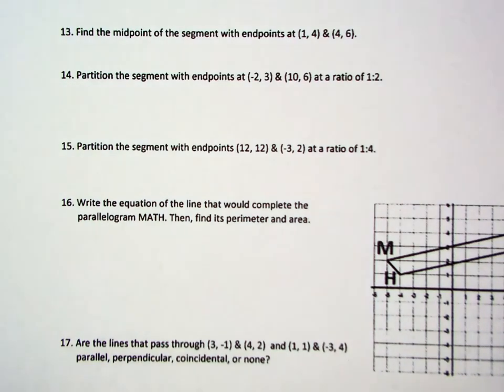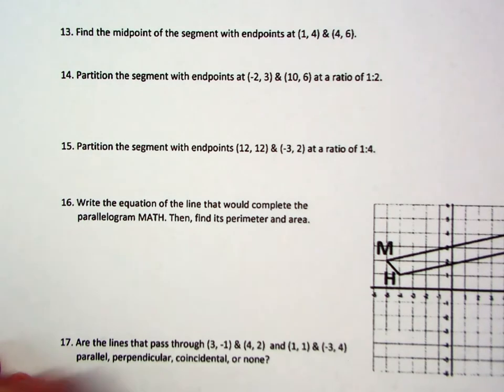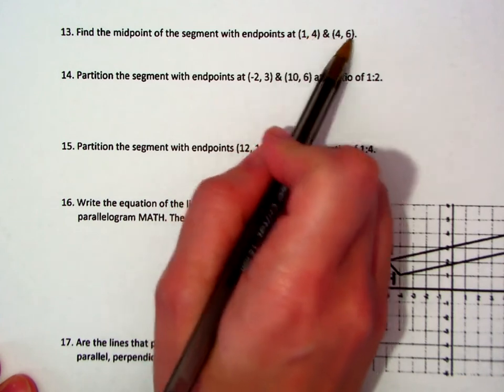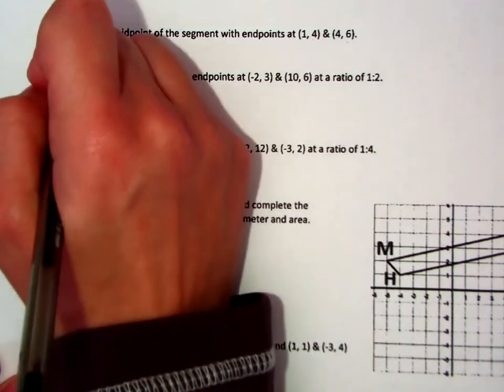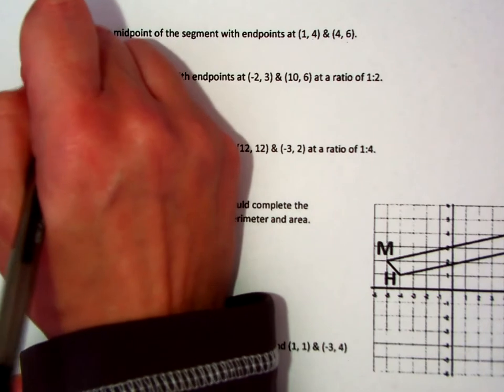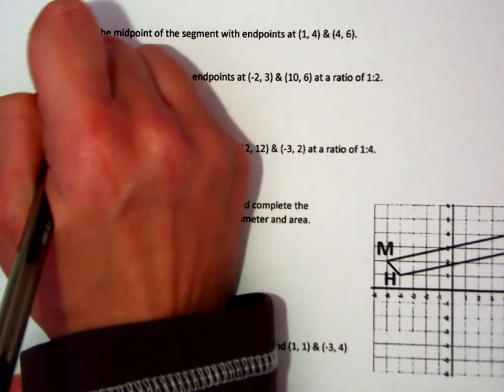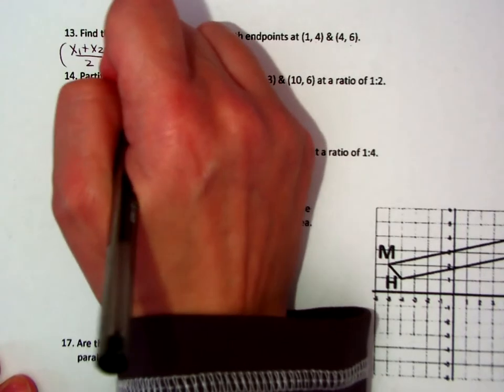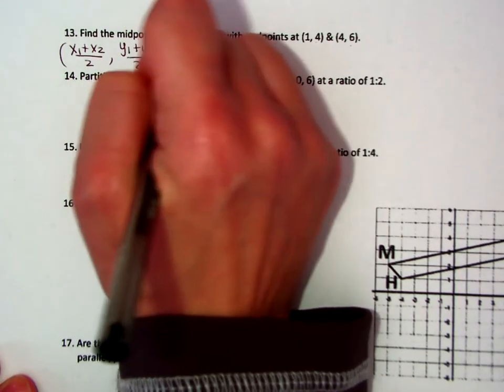So number 13 says find the midpoint of the segment. Finding the midpoint of a segment means you're finding essentially the middle of the segment, which can be found by finding the average of the x's and the average of the y's. So the formula that we're going to be using is (x1 plus x2) divided by 2, the average of the x's, and then (y1 plus y2) divided by 2, the average of the y's.